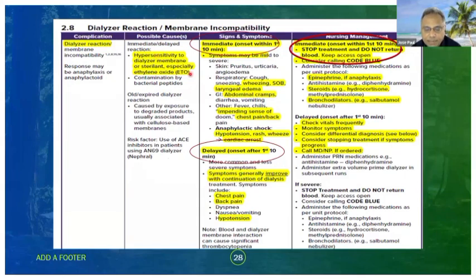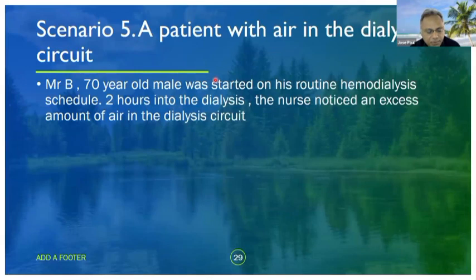So this is the importance of monitoring the vital signs and accurately diagnosing a type A reaction. So coming to scenario 5. This is a patient who had air in the dialysis circuit. This patient is Mr. B, a 70-year-old male who was started on his routine hemodialysis schedule.